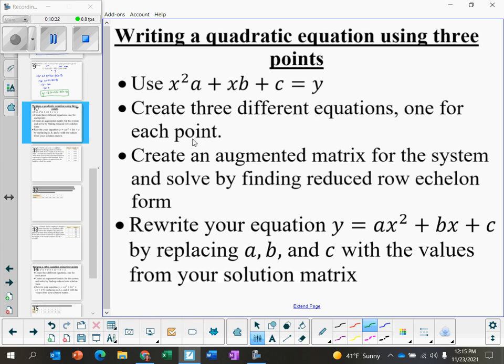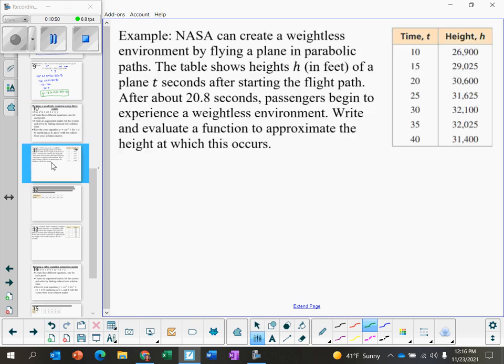So we're going to make 3 different equations, one for each ordered pair of x, y. We're going to create the augmented matrix for that system and solve by finding reduced row echelon form, and then we get to rewrite our final equation with the a, b, and c values we found with my reduced row echelon form. So here's our example.